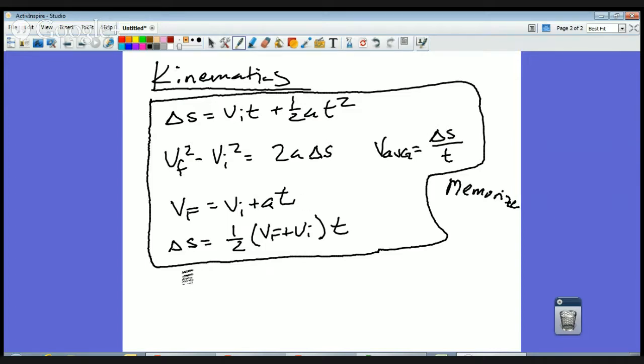And remember that you can treat x and y as independent. That goes for anything. It doesn't have to be x and y. It could be a direction down the ramp and a direction perpendicular to the ramp. As long as the two directions are perpendicular, you can break up any vector into its components in those two directions and then treat them each separately.